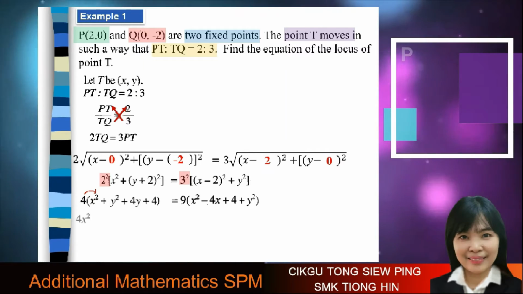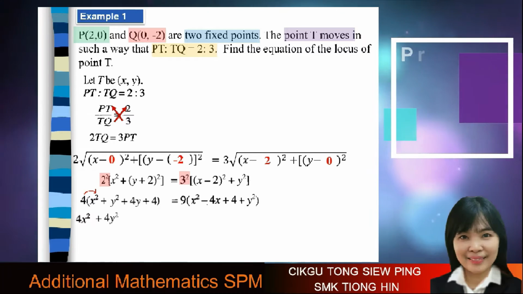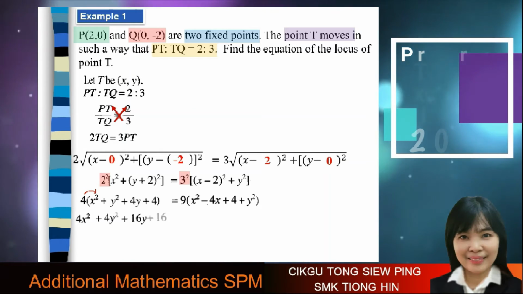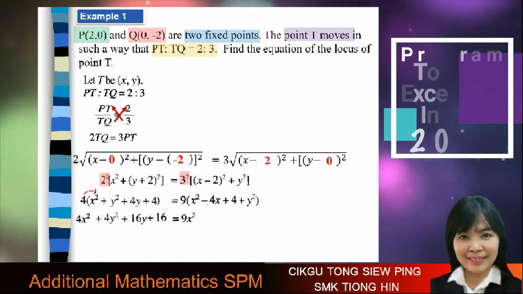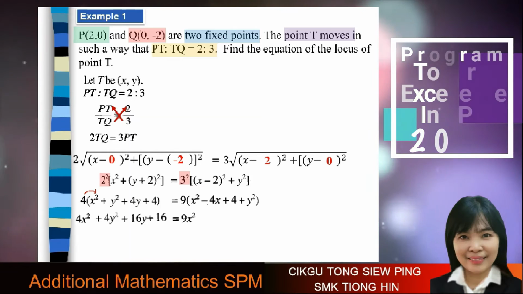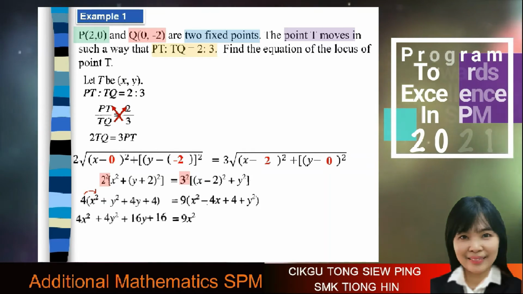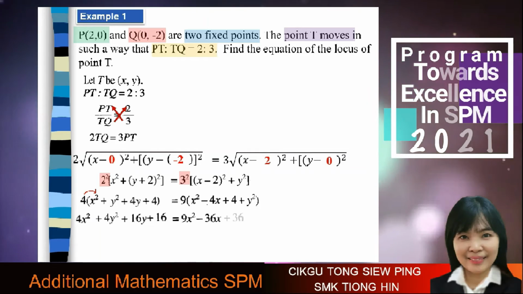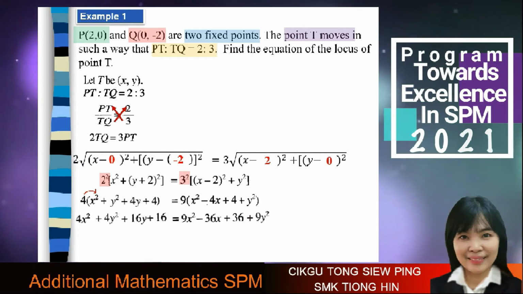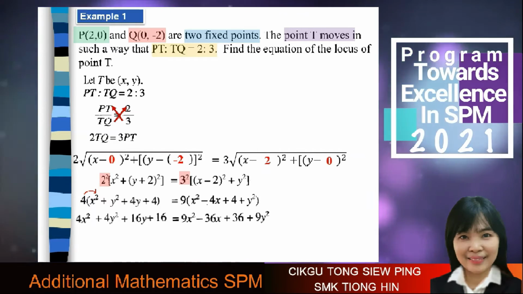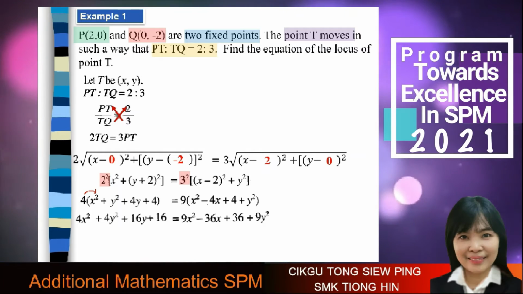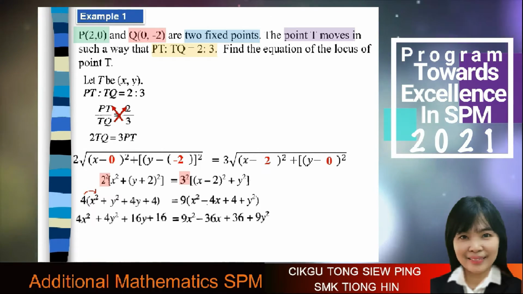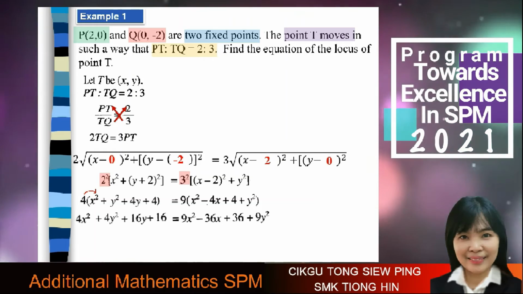You will get 4x squared plus 4y squared plus 16y plus 16. And for the right hand side, you multiply 9 with each term. That is, you get 9x squared minus 36x plus 36 plus 9y squared. Then you group the like terms together by shifting all the terms to the right hand side.